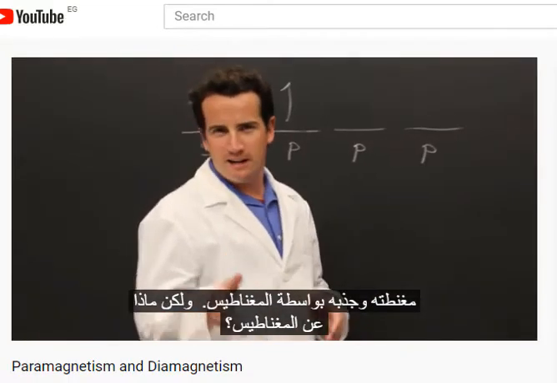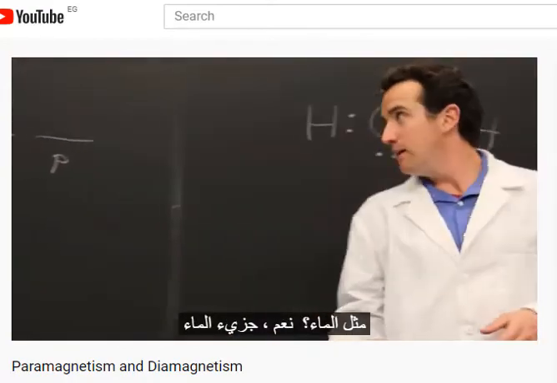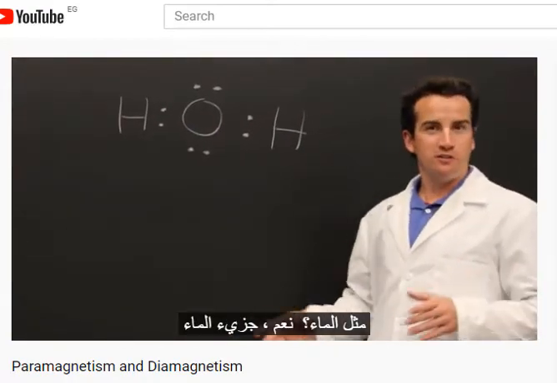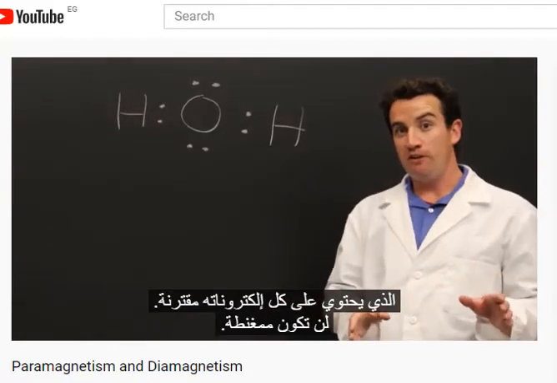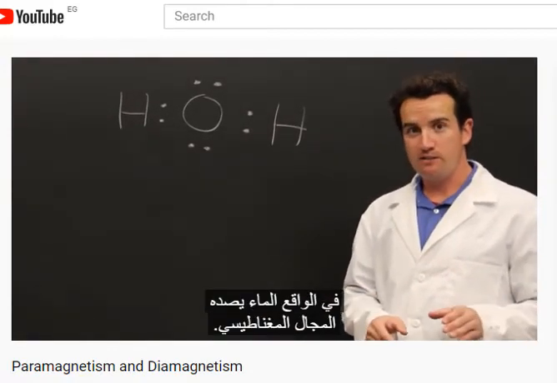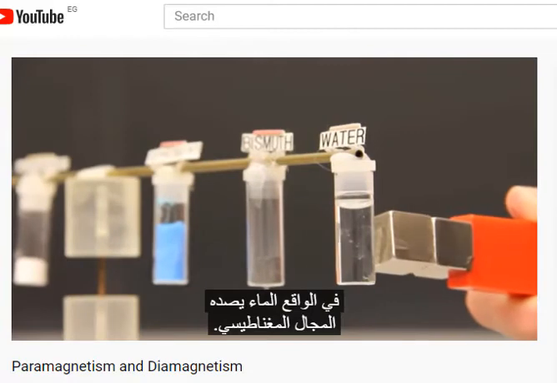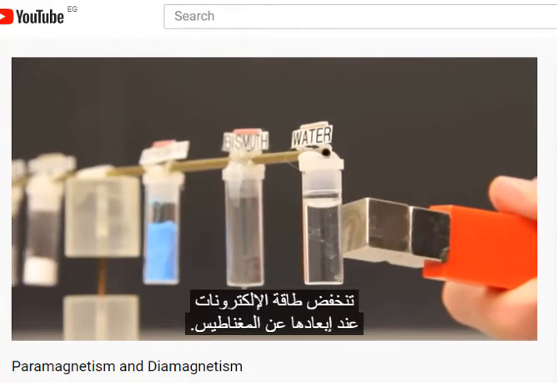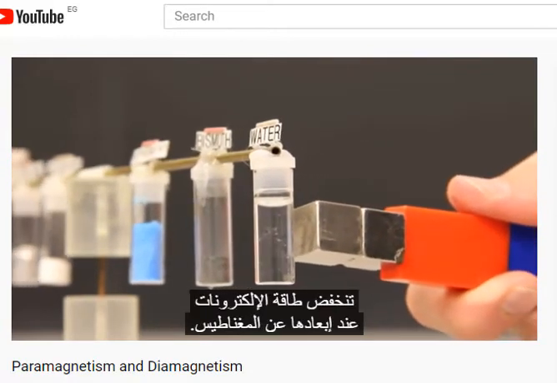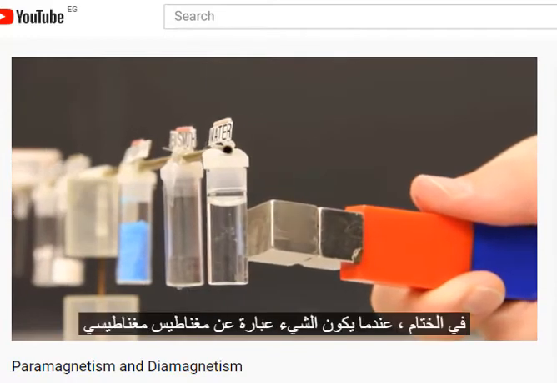But what about a diamagnet like water? Yes, the water molecule. It has all of its electrons paired. It will not be magnetized. In fact, water is repelled by a magnetic field. The electrons come to lower energy as they are moved away from the magnet.